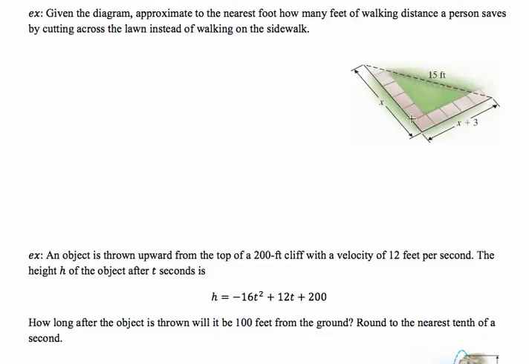So if we call this distance x, we can call this distance 3 more than x. We need to figure out these 2 distances, the distances of the sidewalks, so that we can compare it to this distance across the diagonal, which is 15. So what could we do to set up an equation that would allow us to solve for x?